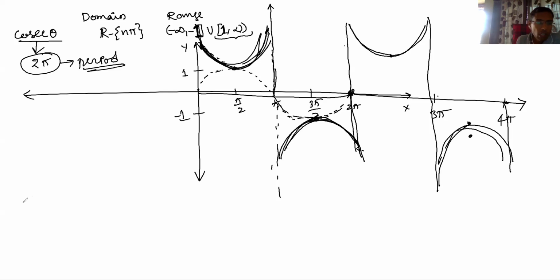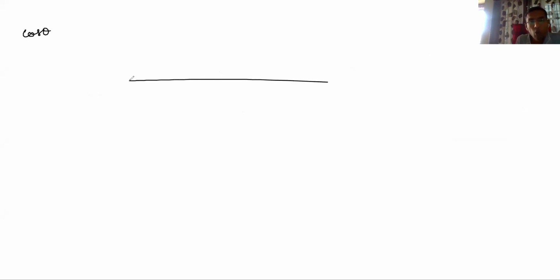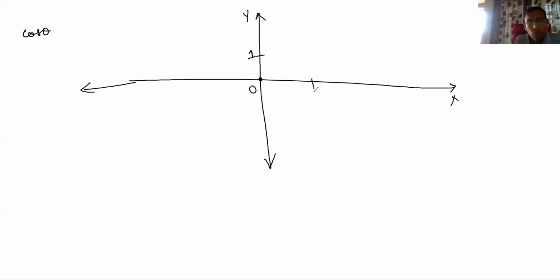Okay. Then secant theta, I already told you, secant theta is also the same. So you know cos theta. If you take cos theta, what is the graph of cos theta? You know, the cos theta graph is this, no? So what is this graph? It is so simple. On the x-axis, for 0 it is 1. For pi by 2 it is 0. So it is going to be like this. And when you come to pi, it's going to be minus 1.